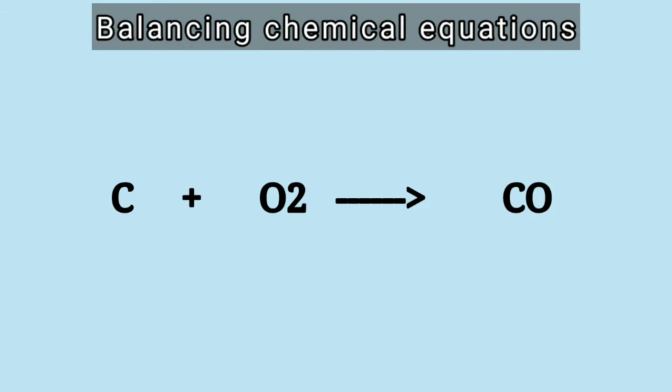In this equation, carbon on the reactant side and product side is 1. Oxygen on the reactant side is 2 and on the product side is 1. So to make it 2, we will place 2 as a coefficient in front of carbon monoxide. But that makes carbon 2 on the product side. To equalize that, we write 2 as a coefficient of carbon on the reactant side. Now the equation is balanced.